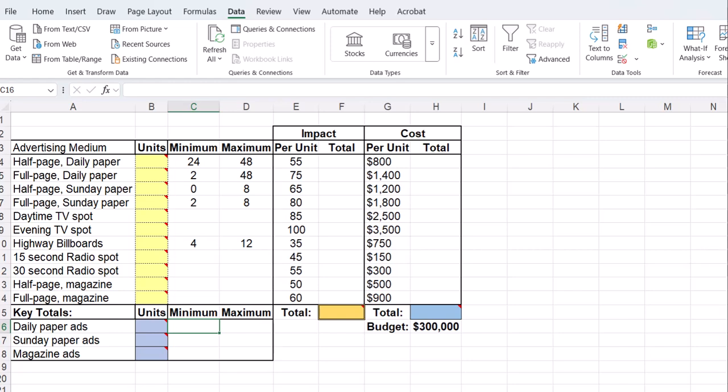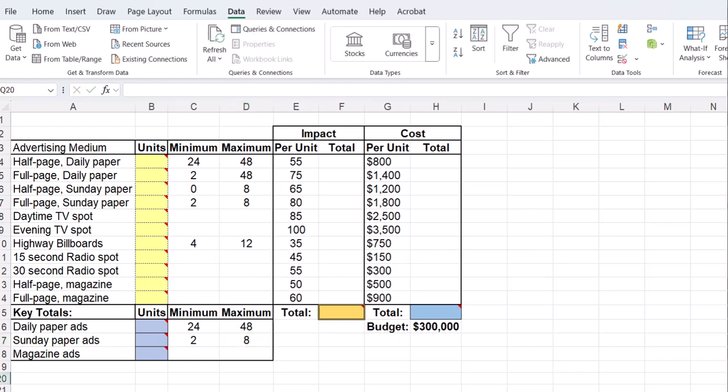And so my minimum for daily paper is going to end up being the maximum of my minimums. So between the full and the half page, the largest minimum is 24. Our maximum is 48. So for the Sunday papers, we have 2 minimums, 0 and 2. I want the maximum of my minimums, which is 2, and then my maximum is 8.